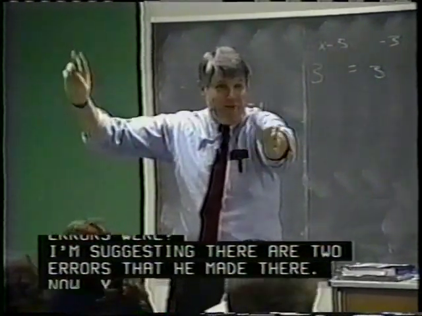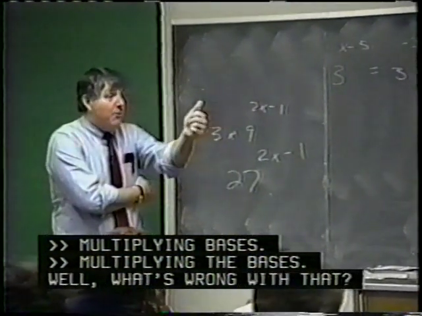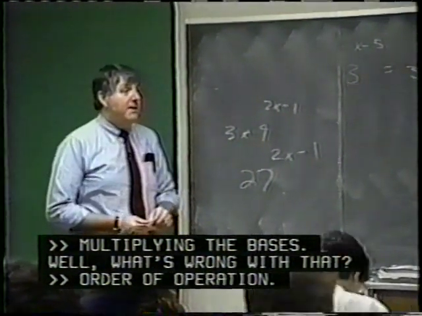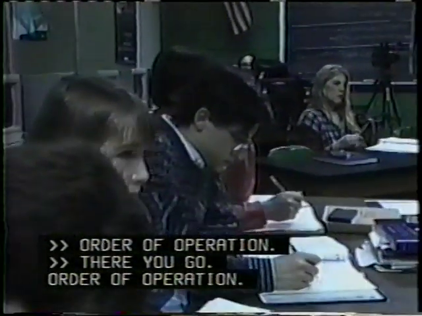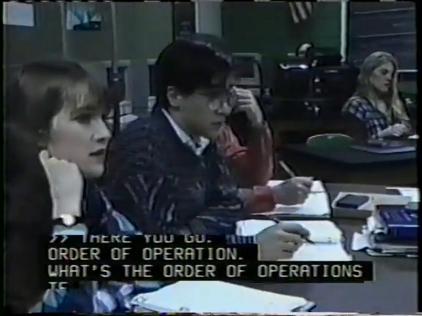Now, you can see one of them. Okay, what's one of them, Jill? Multiplying the bases. Well, what's wrong with that? There you go, order of operation. What's the order of operations tell you? You have to do exponents first. And then? And John went the other way around, didn't he? So that's one error that he made.